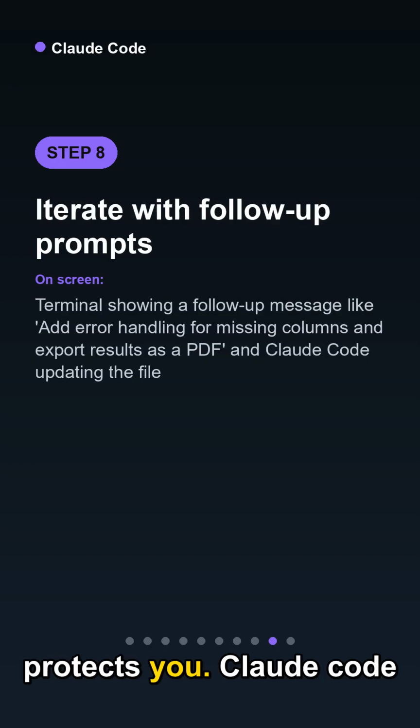Claude Code holds context within the session, so you can keep refining. Type a follow-up like add error handling for missing columns, or export the results as a PDF. Each follow-up is applied to the existing code without starting over. This iterative loop is how you go from a rough first draft to a polished, production-ready script.